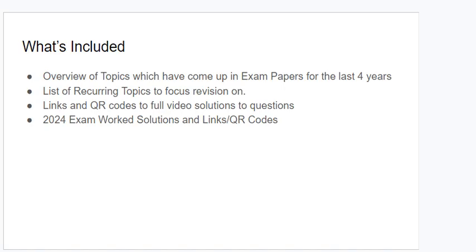What I'm going to go through is an overview of topics which have come up in exam papers for the last 4 years, a list of recurring topics to focus revision on, links and QR codes to full video solutions to questions, and I've got the 2024 exam worked solutions and links and QR codes. I'm focusing on all of the questions that came up from the recurring topics in 2024. So any questions and worked solutions you're going to see are from the 2024 exam, just to give you an idea of the most recent type of question that came up on each topic.